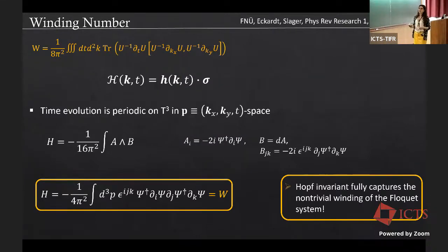So this is the winding number. It is an integral over dt and d squared k in this three-dimensional parameter space. These kx, ky, t already form a 2-torus. Now I consider some two-band Hamiltonian as a minimal model, because this is a single gap topology. I want some Chern class. And the Hopf invariant can be written in terms of either the quaternion components or as a Chern-Simons form, which is written as the one-form connection wedge two-form curvature.